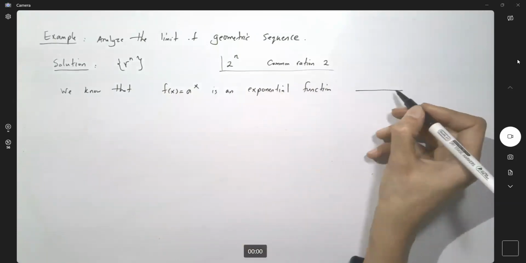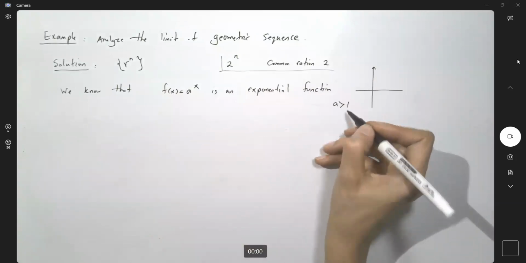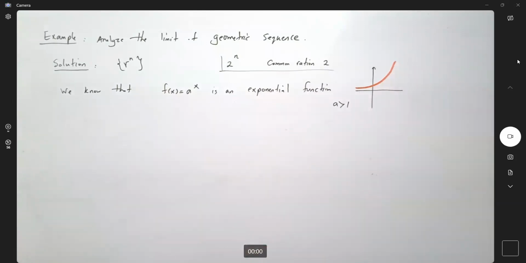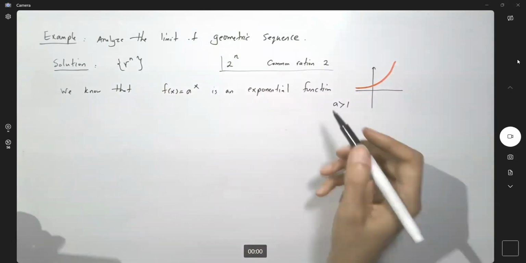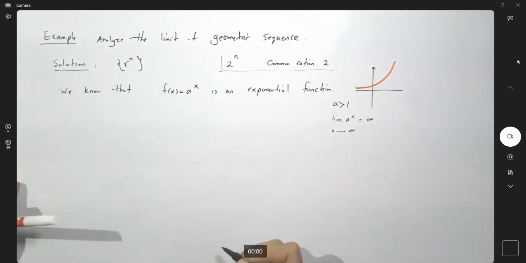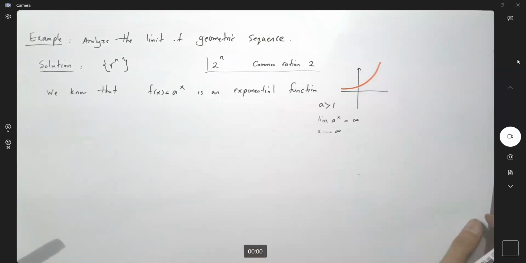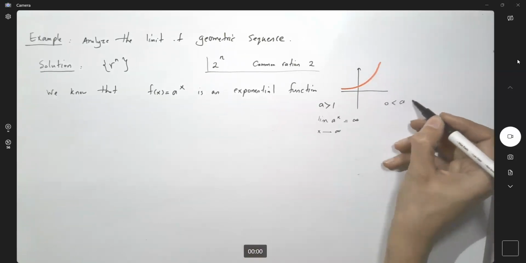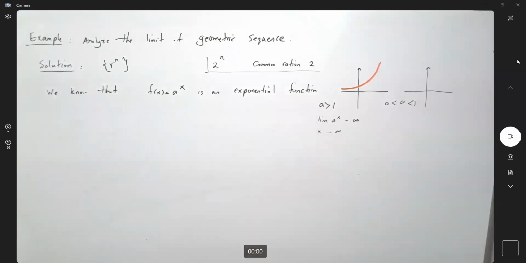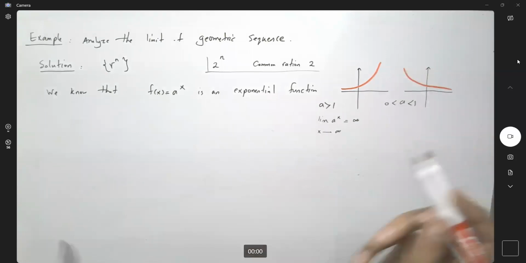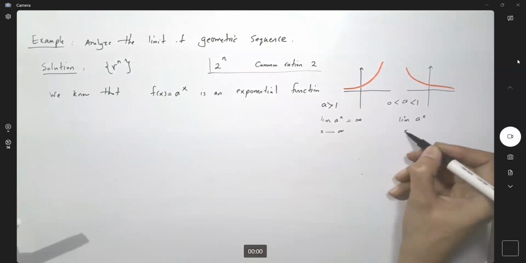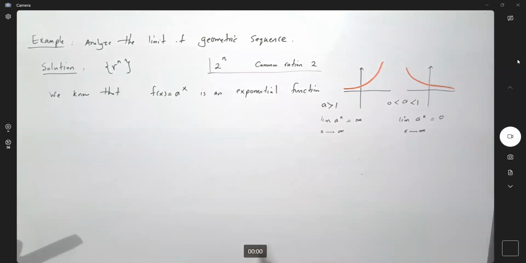We know the behavior if a is more than 1. The function is increasing, so the limit in this case goes to infinity. The limit of a to the power x as x goes to infinity is infinity. However, if a is bounded between 0 and 1, your graph starts decreasing. These are what we saw in intermediate algebra. The limit in this scenario, as x goes to infinity, becomes 0.